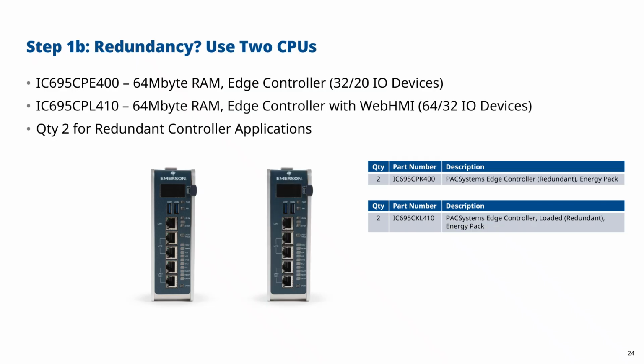Now, the great thing about the Edge controller is it's got built-in redundancy support. So if you need redundancy, simple, just double up your quantity of CPUs. And what you do is you use LAN port 3, which has a dual Ethernet port. You connect both those ports together via Ethernet and you have your synchronization.